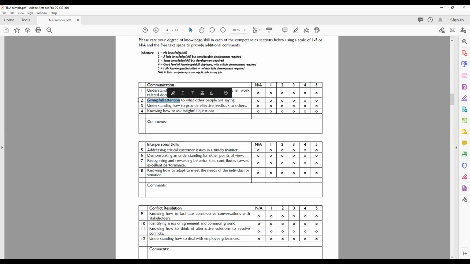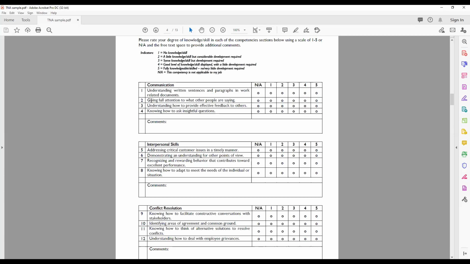So once again, it's about how competent are they? Are they really good at this, or do they have no idea? They don't even know how to do it, or it's not even applicable. So let's say understanding. This one is something that applies to everybody, so I cannot use it. I will use a different example.